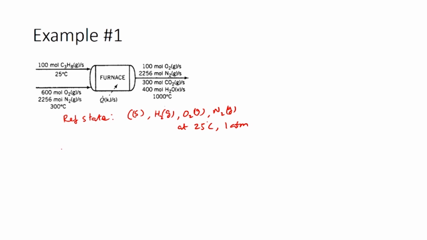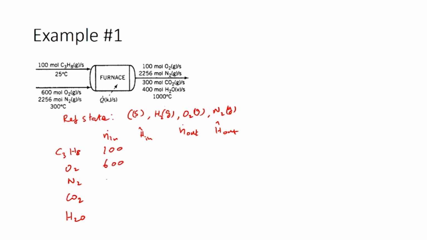So, the substances are the same. You have propane, oxygen, nitrogen, carbon dioxide and water. So, you have N dot in, H cap in, you also have N dot out and H cap out. So, the molar flow rates are the same as what we had done earlier. So, it will be 600, 600, 2256 and dash and dash.